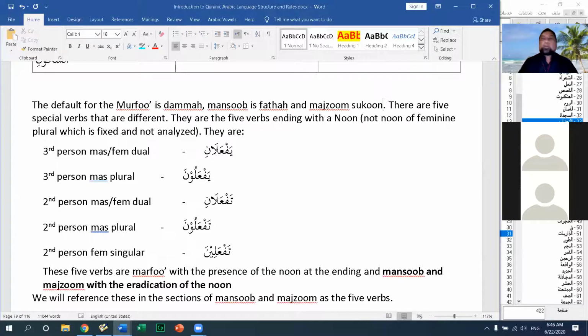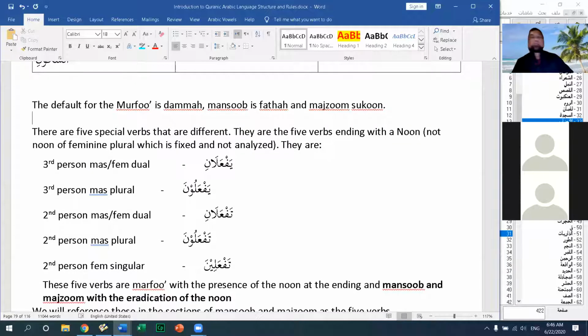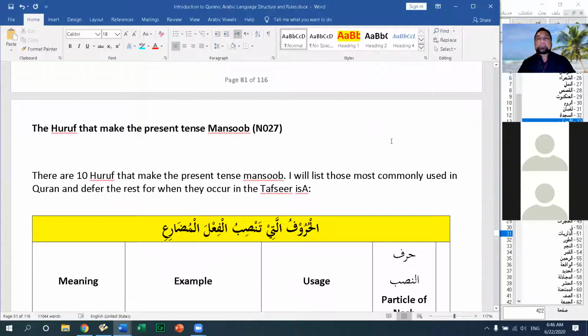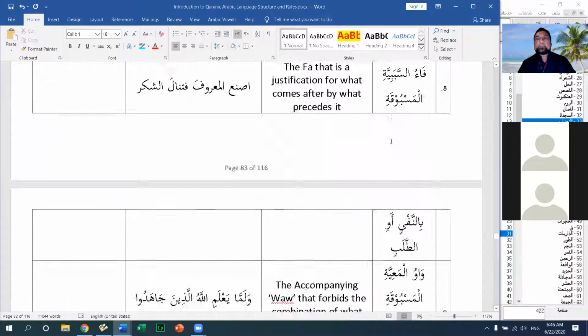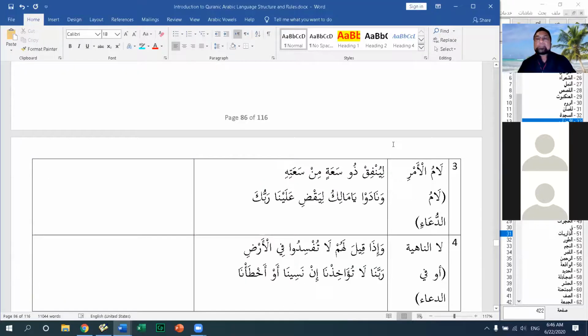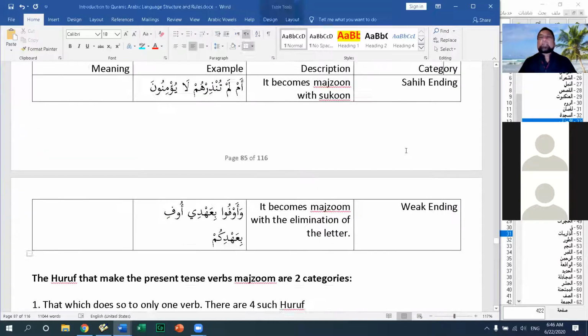This is what happened when you cut and paste stuff. There are 5 specific verbs that are different. So the default analysis, it's marfu, and it would be marfu with dhamma. When it's mansub with fatha. When it's majzoom with sukun. That's the default. I'll give you an example before I continue, or I will be giving you examples afterward. In fact, I should do it right here.